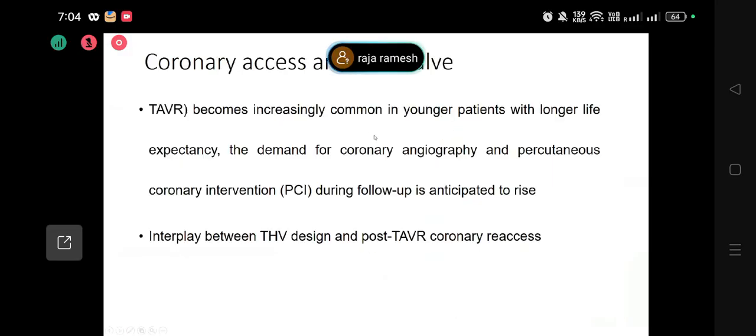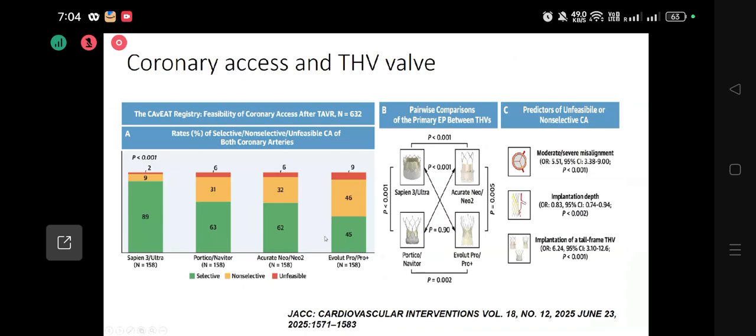So coming to the next subset, coronary access and transcatheter heart valve. TAVR is increasingly chosen in younger patients now, especially after data from the low risk and intermediate risk trials. But the demand for coronary angiography and percutaneous intervention during follow-up is anticipated to rise. A post-TAVI patient can develop an MI, and we have to access the coronary. So this study is from the JACC, on coronary access and the THV.